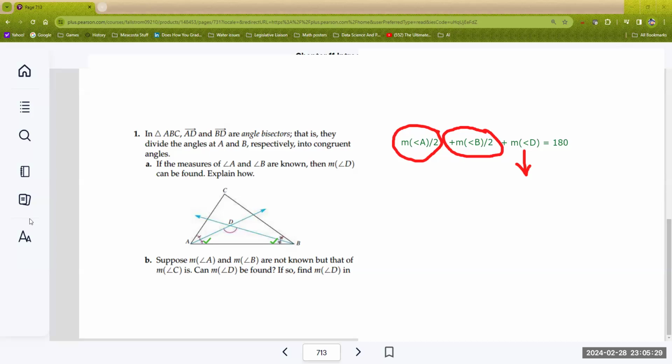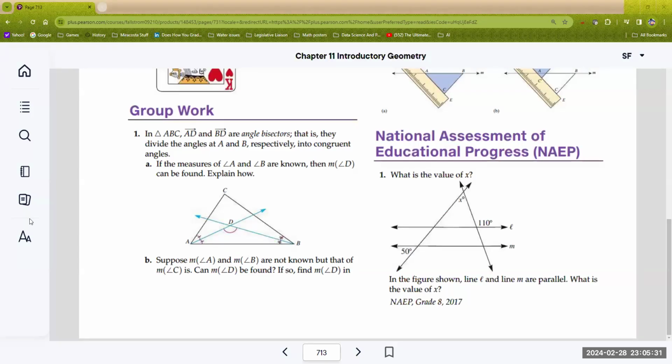All right, let's see here. Then B, now it says, okay, so now A and B are not known, but angle C is known. So I know how big this one is up here. Now I would encourage you to try this. Put a number in for C. I know it seems weird, but just go with me on a journey here, right? Let's just say this is 60 degrees.